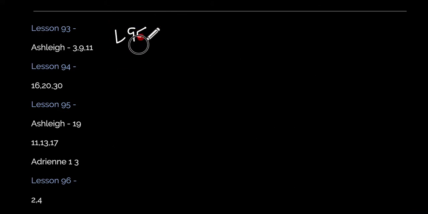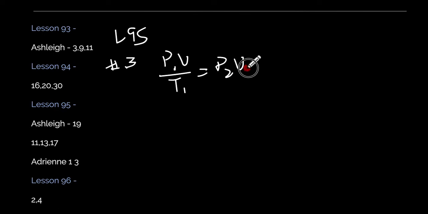Lesson 95, number 3. Oh, pressure. P1 V1 over T1 equals P2 V2 over T2. The tricky part for this one, of course, is that it says you have to add 273 degrees to convert Celsius to Kelvins.